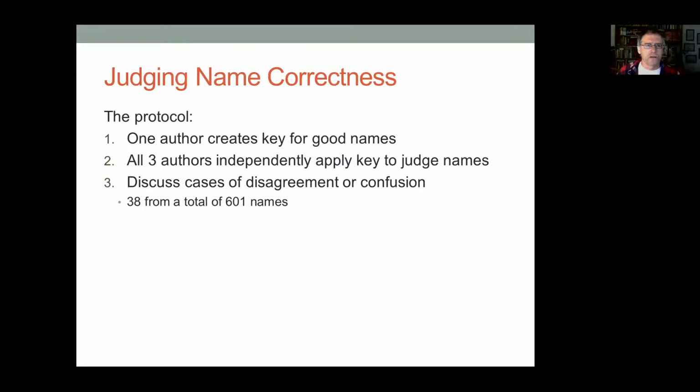To do so, we devised the following protocol. One of us created a key of what constitutes good names, and then all 3 authors independently applied the key to judge the names. We then met in order to discuss cases of disagreement. There were only 38 such cases out of a total of 601 names for all of the functions and all of the subjects.